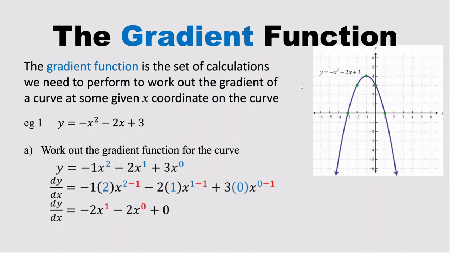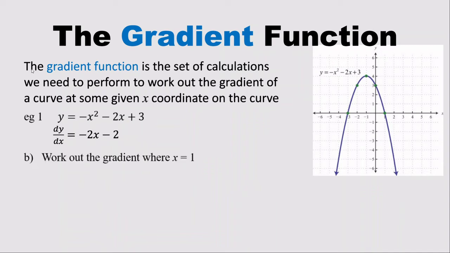In an equation where there's a term with no x variable, when we differentiate, that term disappears, it becomes 0. So that simplifies to be simply negative 2x minus 2. So now that we've got the gradient function, what can we do with it? Work out the gradient where x is equal to 1.